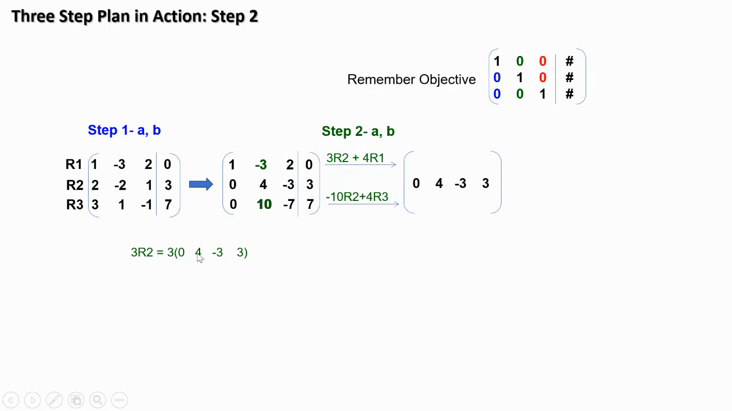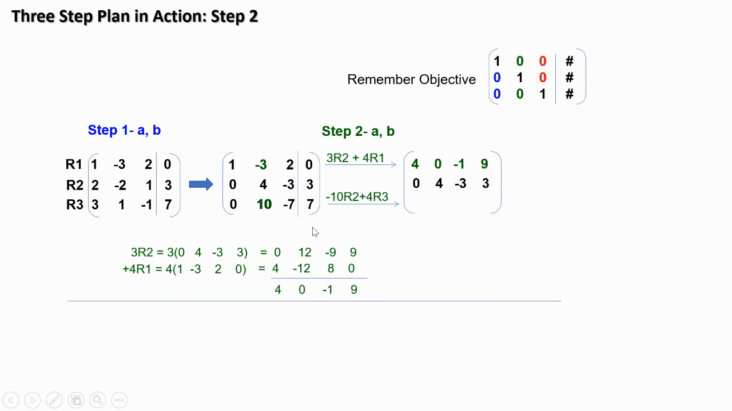So 3 row 2 equals 3 times row 2. So 3 times 0 is 0. 3 times 4 is 12. 3 times -3 is -9. 3 times 3 is 9, right? Now plus 4 row 1. 4 times row 1. There's my 4, and there's my row 1 right there. So it's going to give us 4, -12, 8, and 0. So after I execute the operation there, it's going to give me 4, 0, -1, 9. So that's my new row 1.